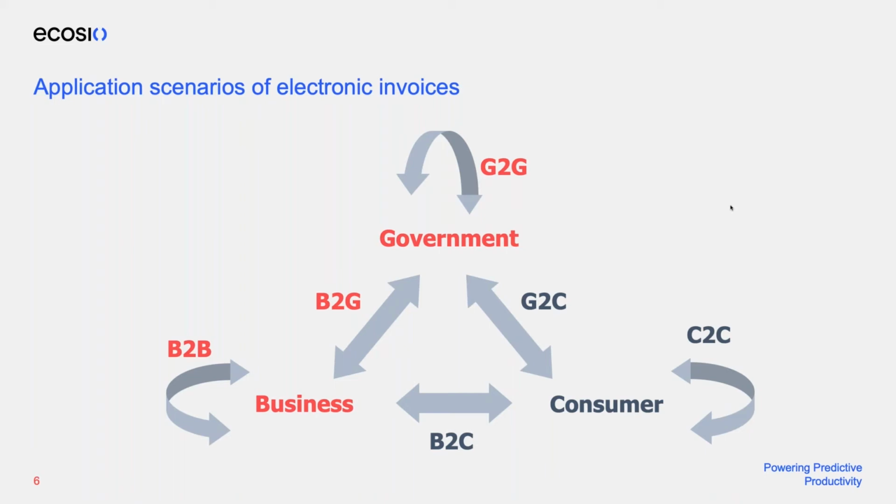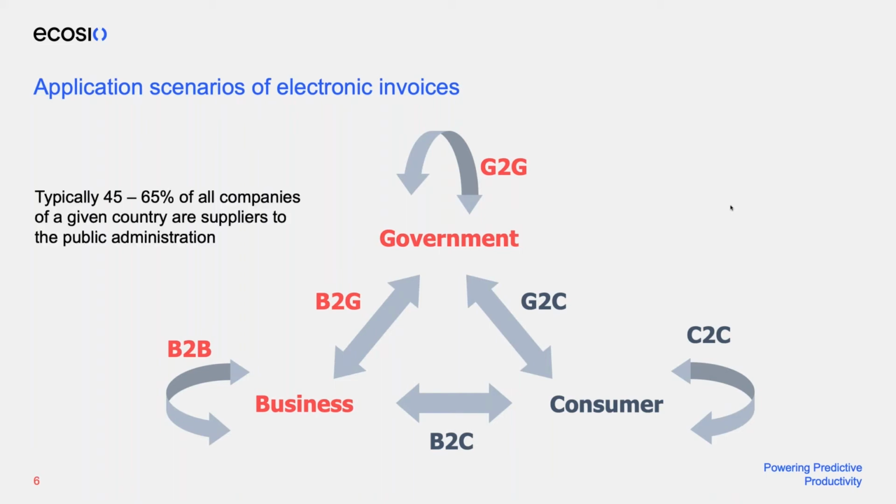Why are governments so important here, and government regulations in particular in regard to e-invoicing? Well, 45 to 65% of all companies of a given country are typically suppliers to the public administration. So we see a strong significance in regard to new legislation coming in from governments imposing e-invoicing requirements on businesses.